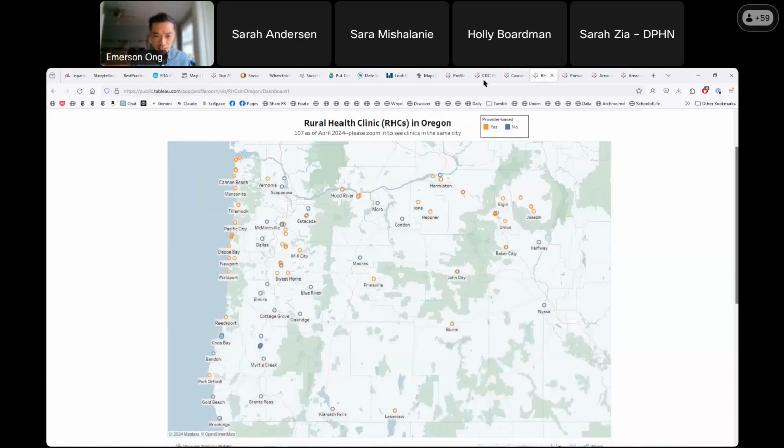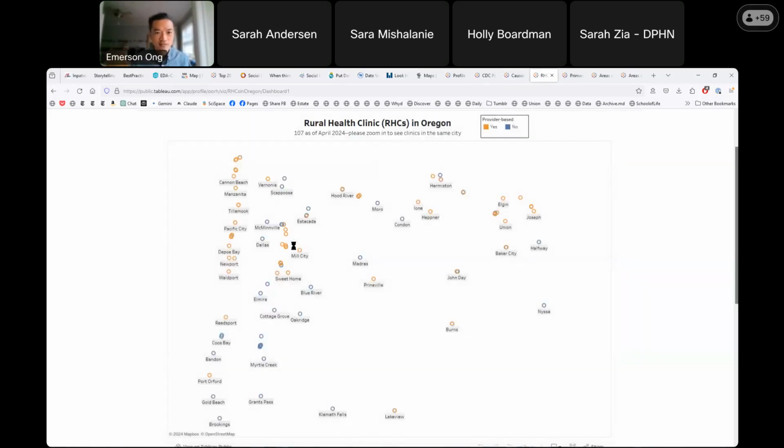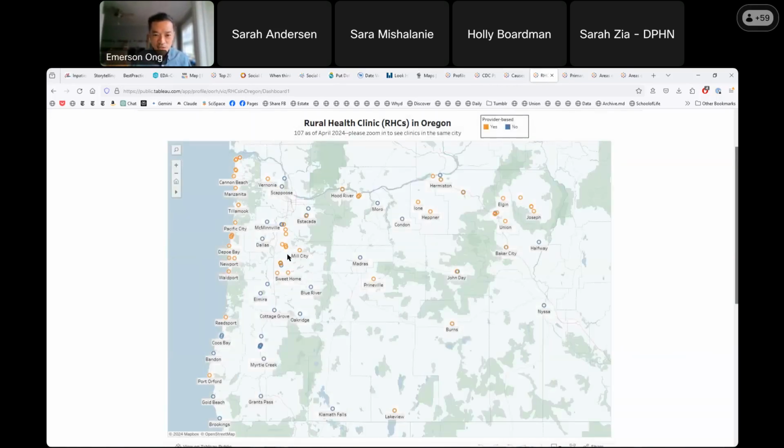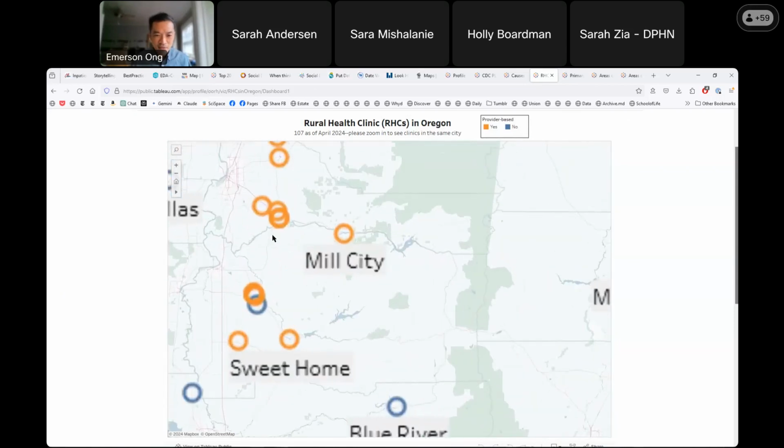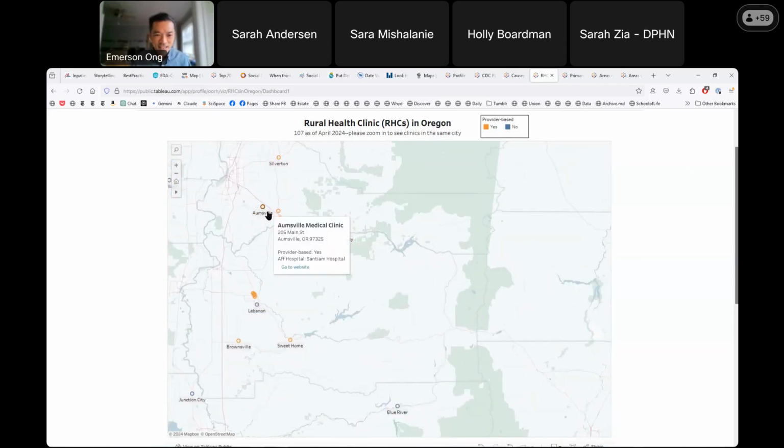Next one is rural health clinics in Oregon. On this one, you can zoom in and out, in case there are multiple clinics near an area, and then just hover over the RHC. It gives you the address and a link. There's a link to every clinic, and when you click on that, it'll take you to that clinic's specific homepage. So you don't have to click on anything on this map.